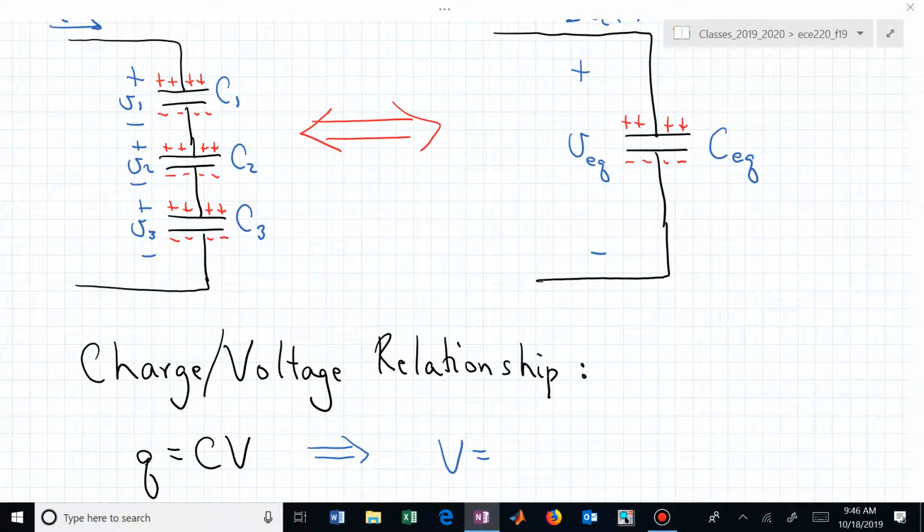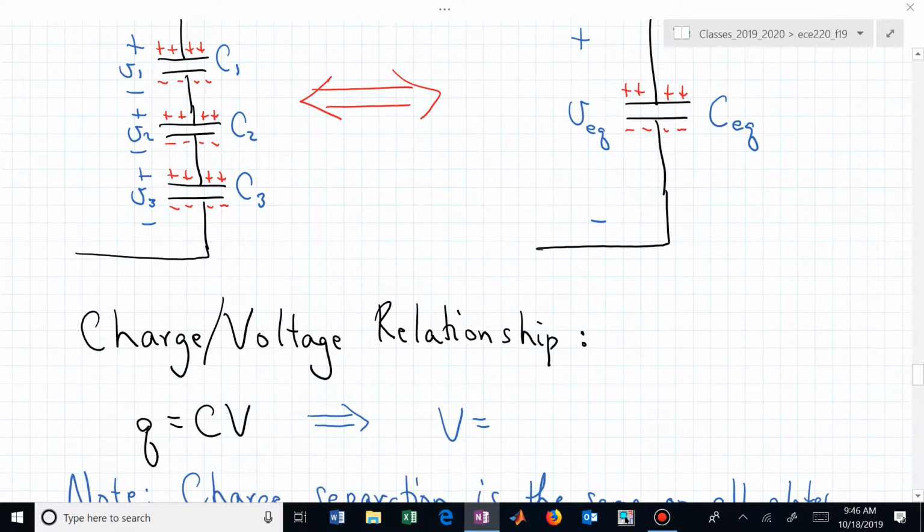We could differentiate that. If the capacitance is constant, we could say dQ/dt is equal to C dV/dt. And dQ/dt is the current. So if you forget ice, maybe you can remember this. Q is equal to CV, or V is now Q over C.